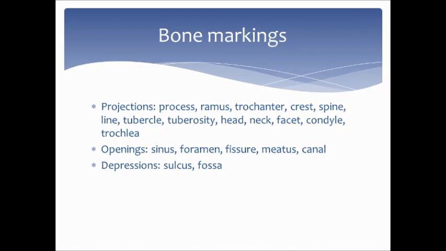Some of our openings and depressions are for blood vessels or nerves. Some of our openings are sinuses, which are typically chambers filled with air. We have some of those in our skull. A foramen is a round opening. A fissure is a deep furrow. A meatus is a passage or a channel. And a canal is a duct or channel. Some of our depressions are the sulcus, which is a narrow groove, and a fossa, which is a shallow depression.